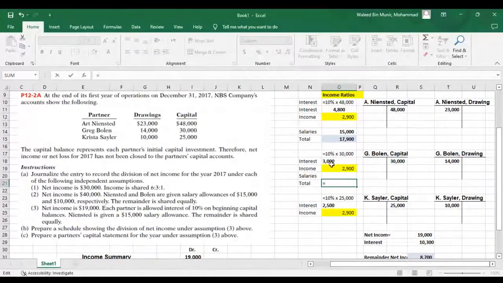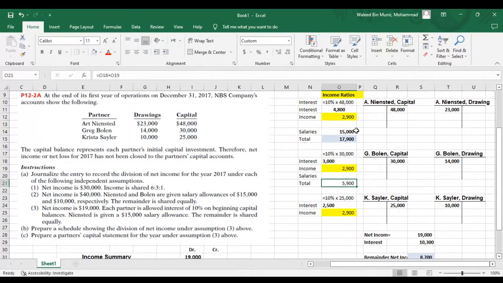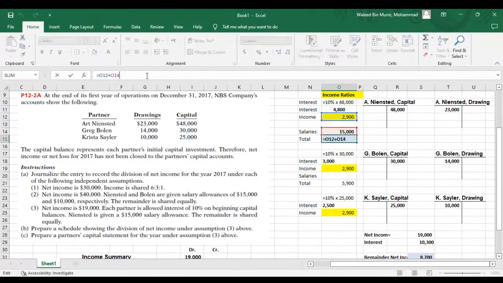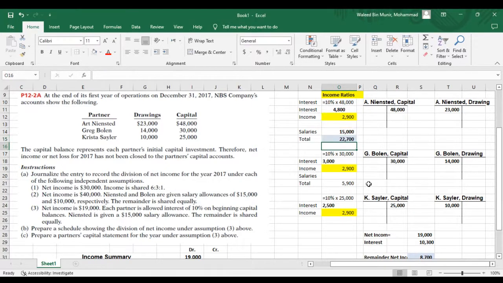First one, yes, first one. How much will he get in total? Let me see the formula. Sorry. It will be 22,000, I think. Yes. Okay. Now it's clear.